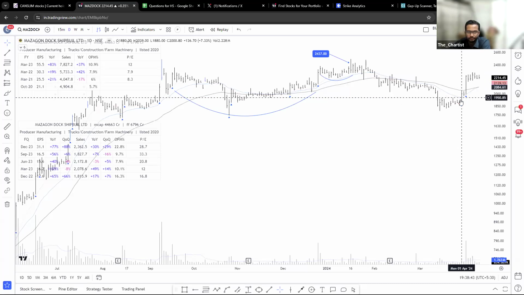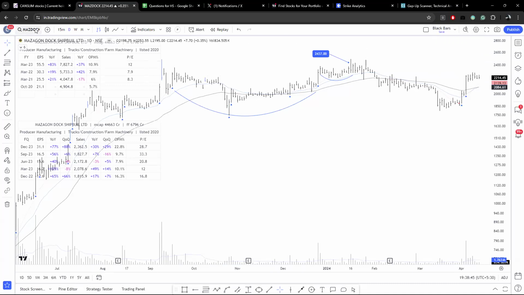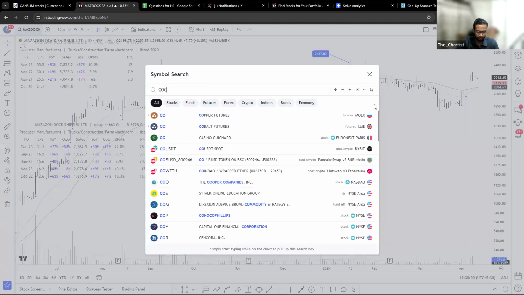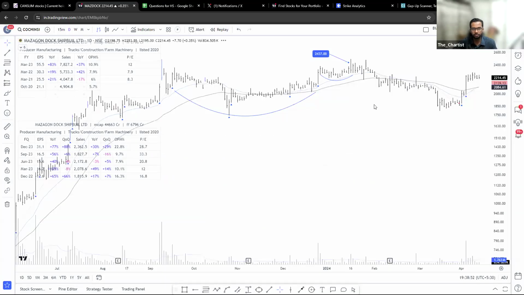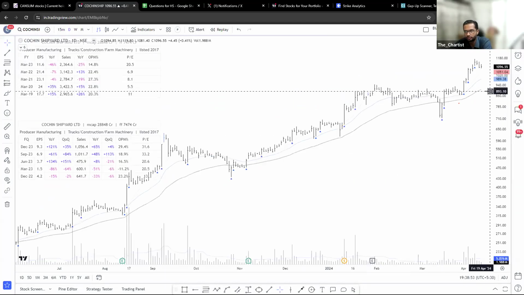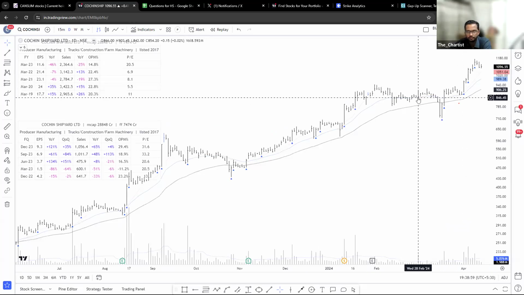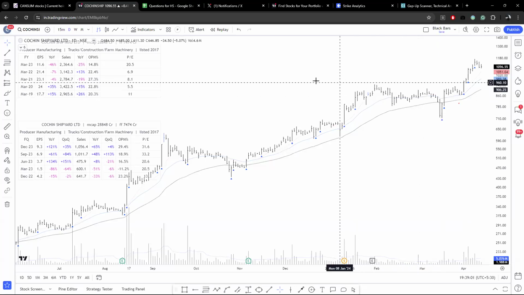Correct. Yes sir. But Cochin Shipyard is a stronger stock. If you are analyzing Mazagon Dock, you should have seen Cochin Shipyard also. Here, this day. Right, sir. Understood, sir.